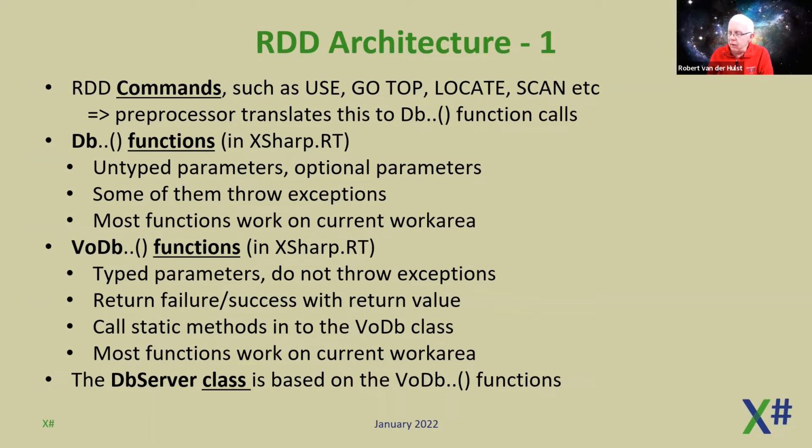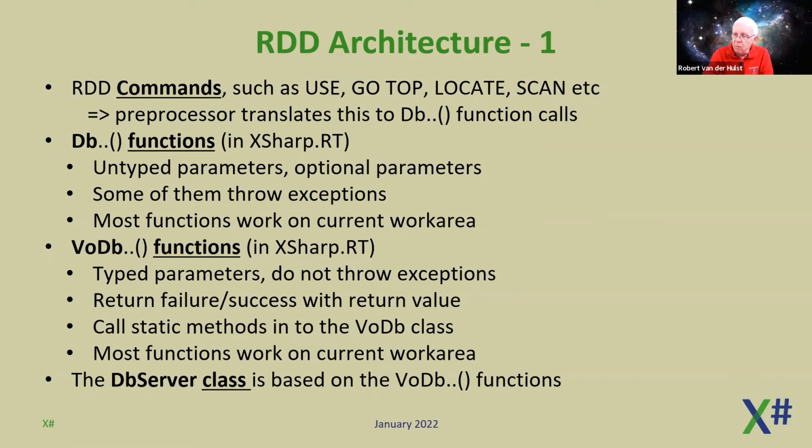And in Visual Objects, the possible error state was stored in the runtime, and in X# we're doing the same. So if you have a VODB function call, we are storing the last RDD error in the runtime state, and then you can retrieve that if you want to process the error. In our implementation, this VODB layer is really thin. It actually does nothing else than call some static methods, and these static methods are then dispatched into the RDDs themselves. We'll have a look at that in the future.